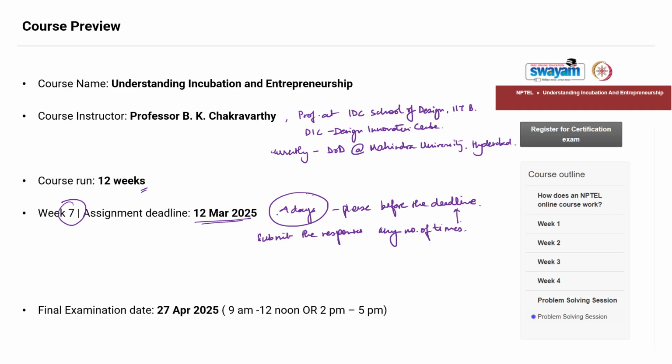So for example, if the deadline is 12th of March, I can submit my assignment today. Say for example, 2 days later, I realize that one of the questions I responded to incorrectly, I can change my response and resubmit it. So that resubmission of the responses can happen any number of times till the deadline is reached. Okay. Once the deadline is over, then it will be frozen, whatever choices we have made, and you will be marked accordingly. Okay. The final examination date, as per NPTEL, is 27th of March.